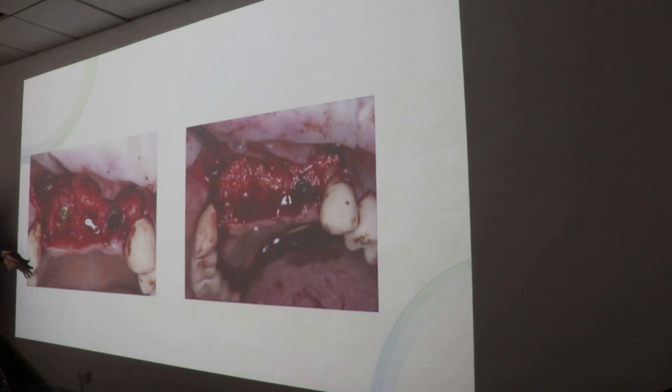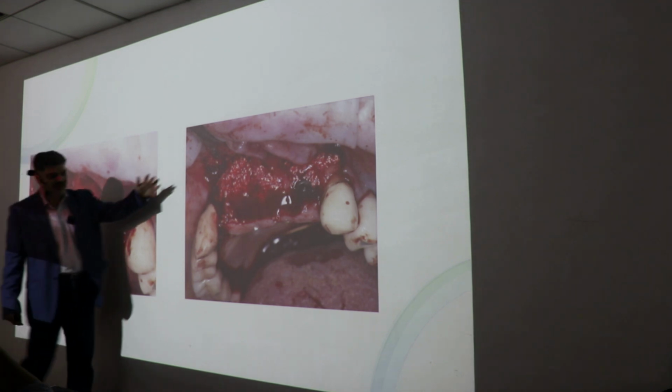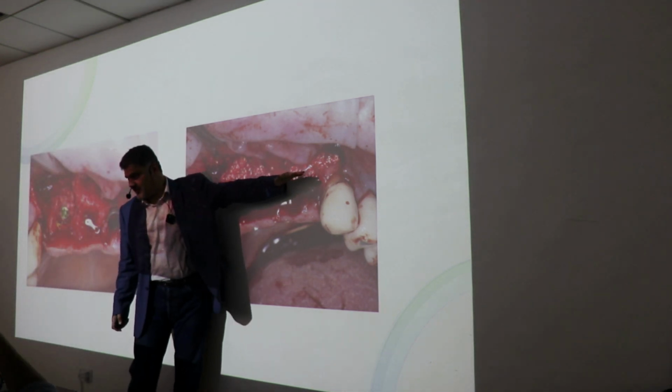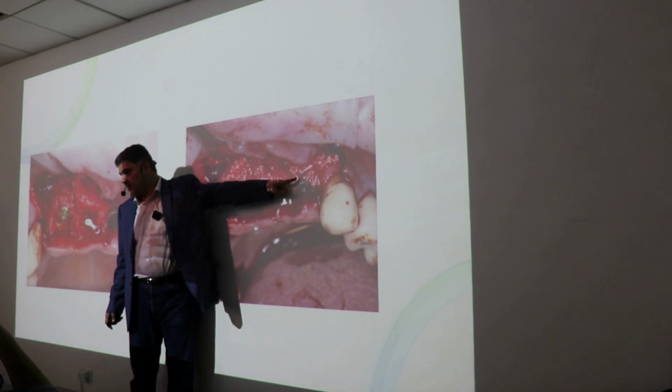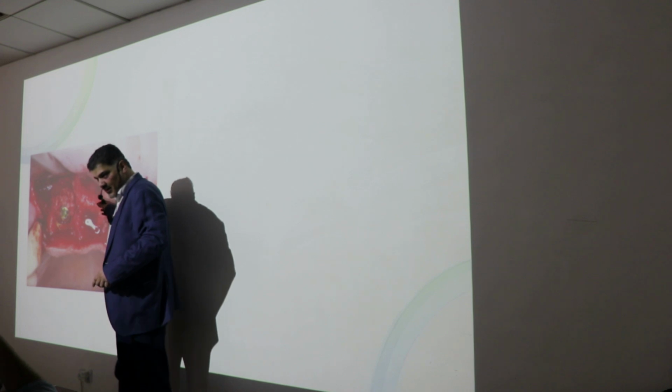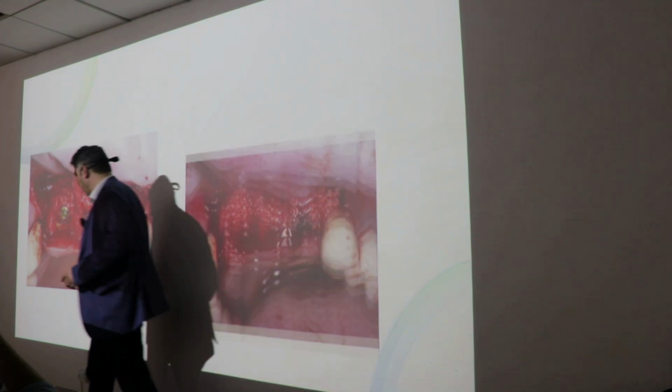And then, what was the name? Allograft and xenograft? Yes, a mixture of allograft and xenograft was the second layer. If you have noticed, I can place xenograft here. Why? Because there's bone covering the buccal plate of the implant.